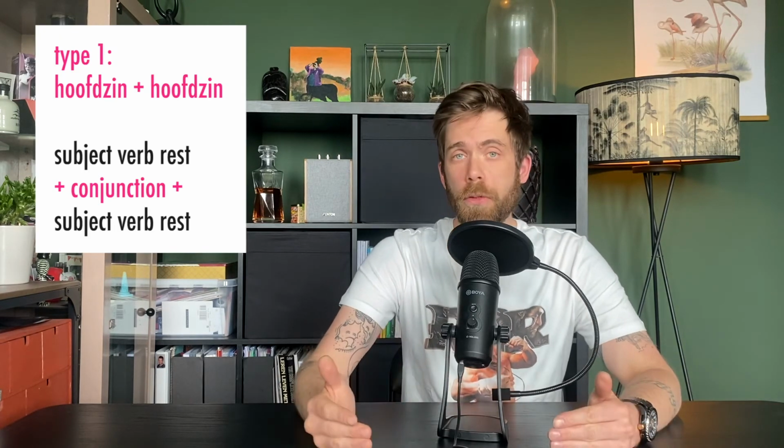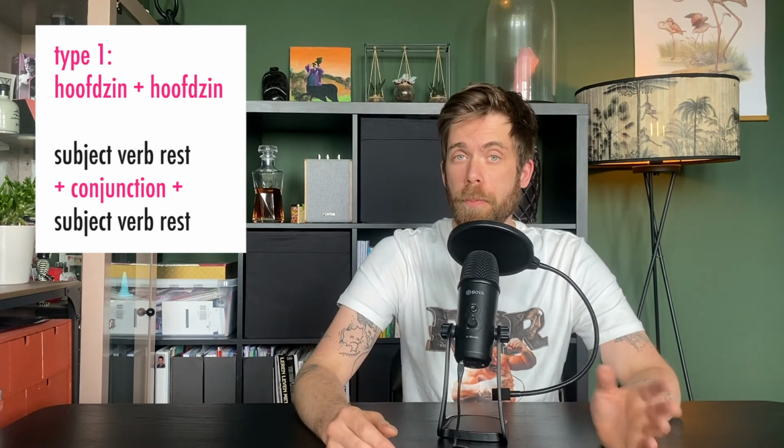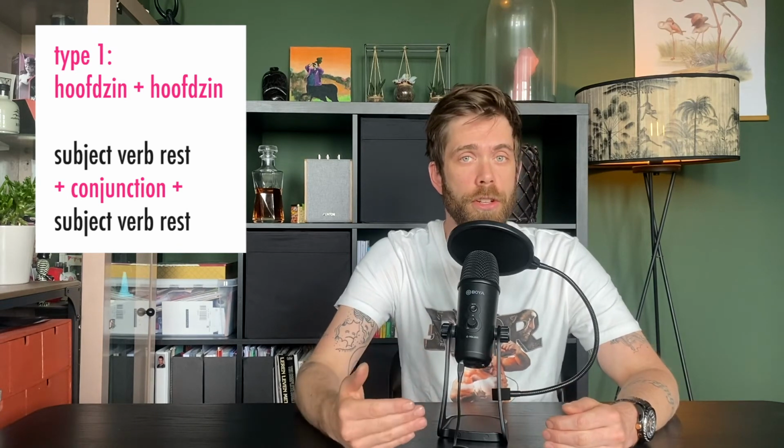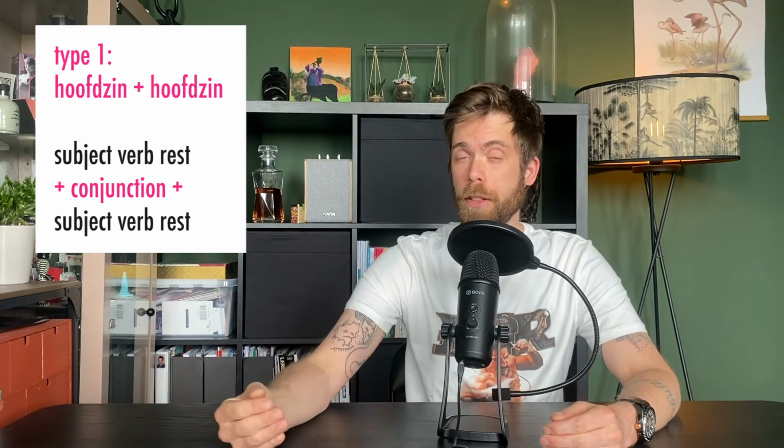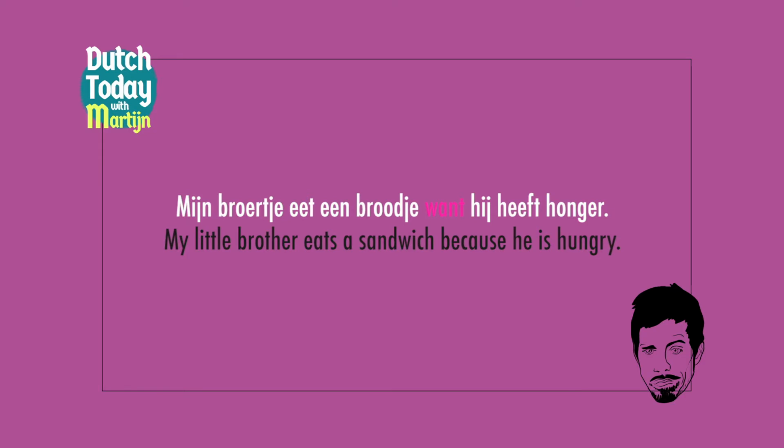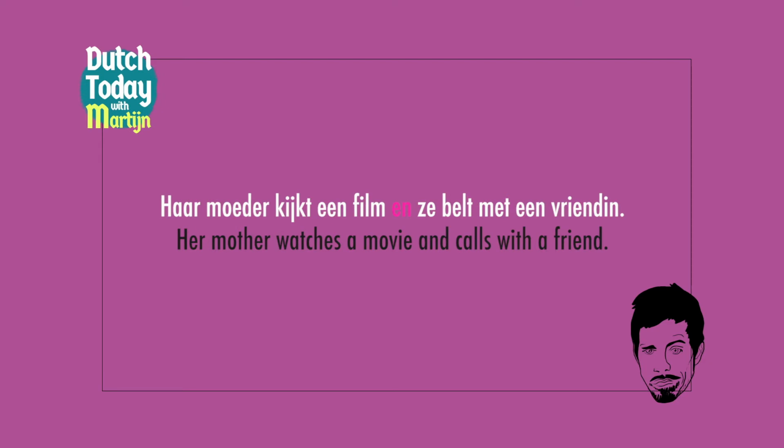So for the HOOFDZIN-HOOFDZIN sentence, you get subject, verb, rest, the conjunction, subject, verb, rest. For example, mijn broertje eet een broodje, want hij heeft honger. Haar moeder kijkt een film en ze belt met een vriendin. So here there was nothing that you needed to change from the basic structure.